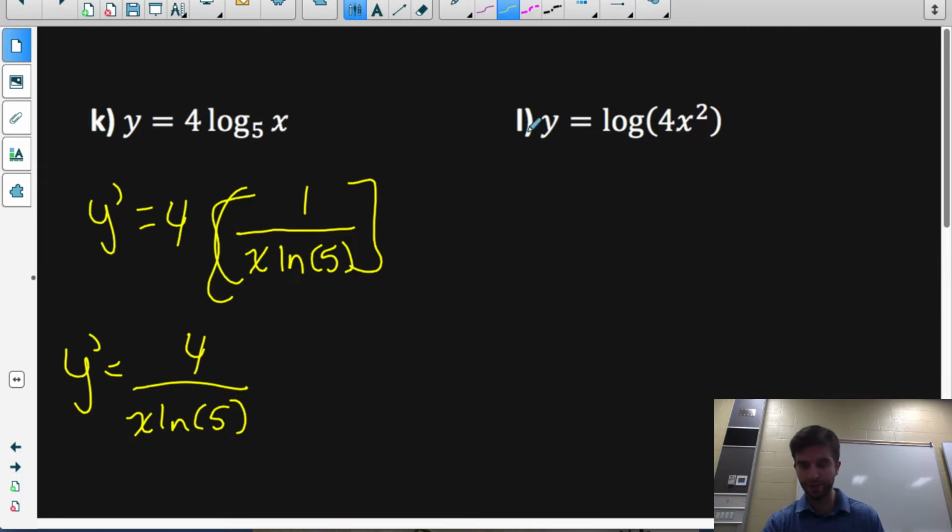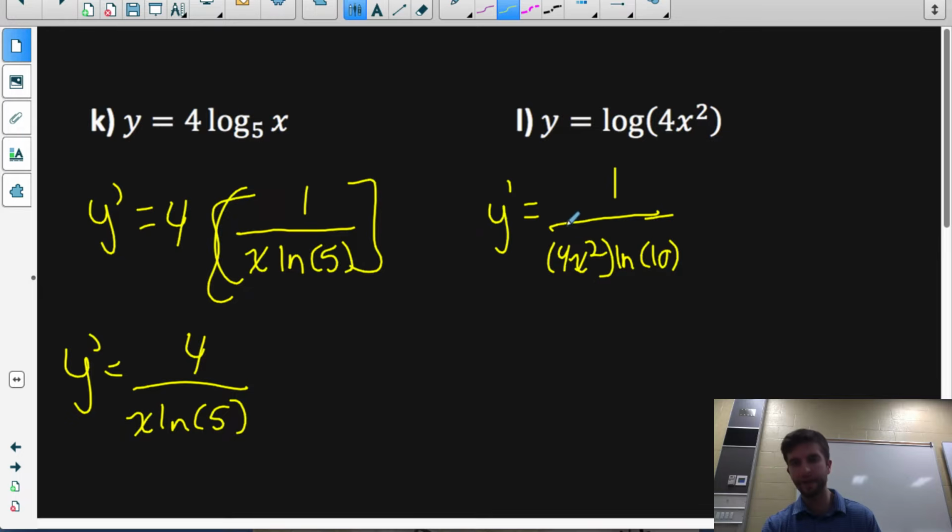So let's give this one a shot. This one we'll need chain rule for because the argument here I could also differentiate. So let's see how that works. So y prime will equal 1 over, you take the argument, 4x squared, multiply that by ln of the base. If you don't see a base, that means you have the common logarithm, which means the base is 10. And that needs to be multiplied by the derivative of the argument. So multiply that by 8x.